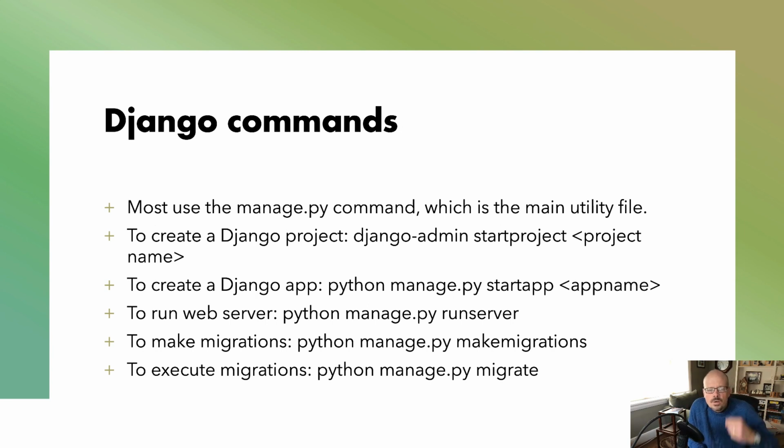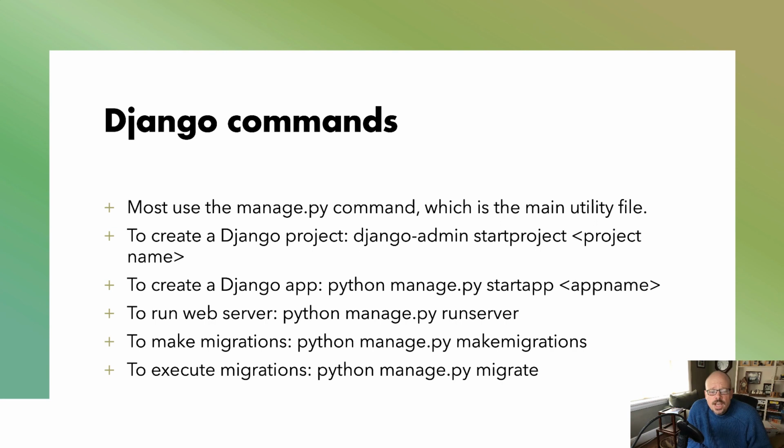With Django, we're going to use command line a lot, and most of the commands rely on this manage.py utility, which is the main utility file. But to create a Django project, you don't use manage.py, you use django-admin, which is an executable file, so you don't put .py after it. So it's django-admin startproject, and then whatever you want to name your project. So for example, HW1. The brackets on either side of project name there are just meant to indicate that you replace the project name with whatever it is you want to call it.